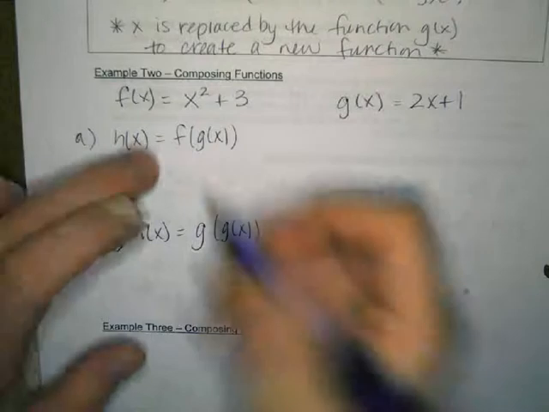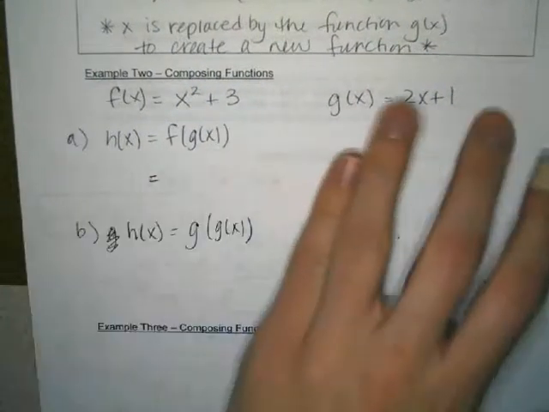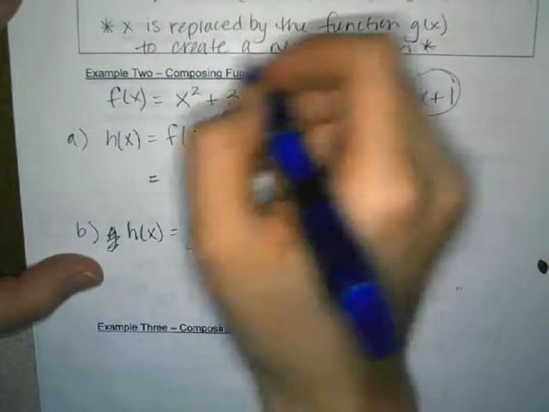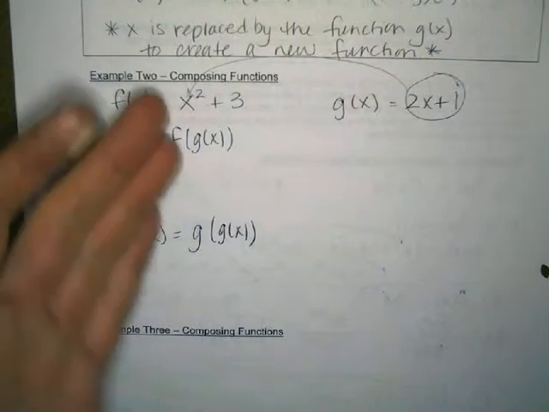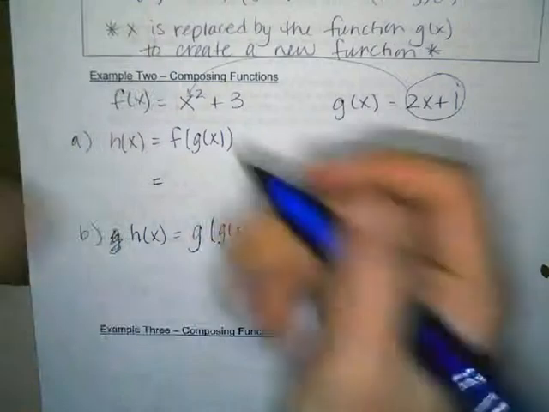So to create this new function, what this is telling me to do is to take the whole entire function of g of x and plug it in for x in the other function. So like if I said find f of 3, you'd plug 3 in for x. Well, I'm saying f of g of x, you're plugging g of x, that whole thing, in for x. Okay, so let's see what that looks like.